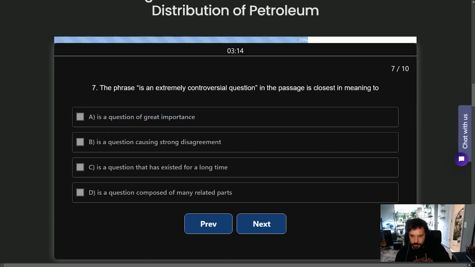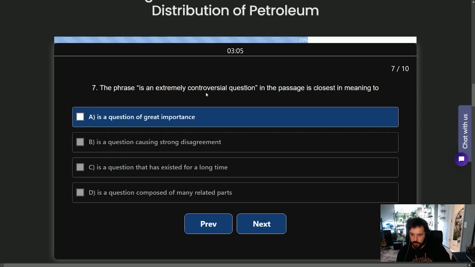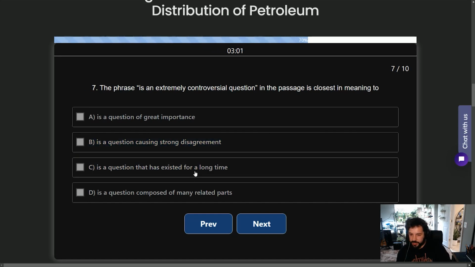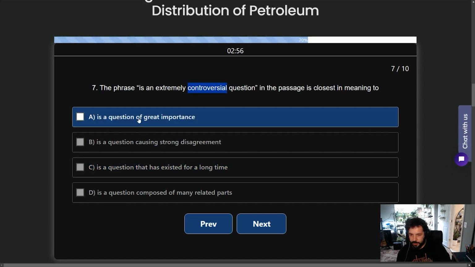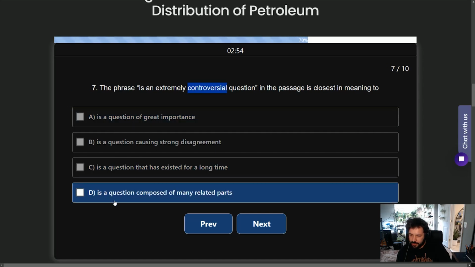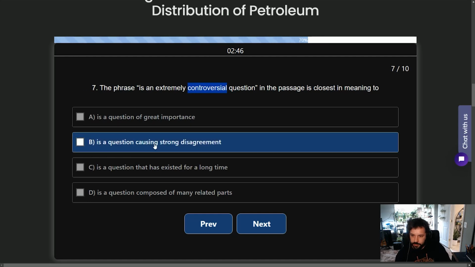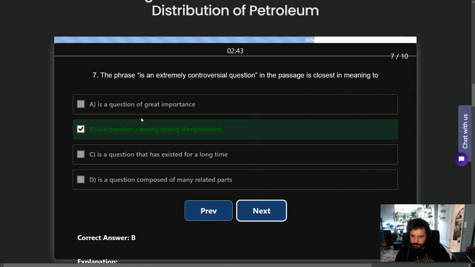Yes, it is, but that's not all of it. So controversial topics are important, but that's not the only thing about them. They are important and they cause strong disagreement. So this would be a better one. "Is a question that has existed for a long time." Again, most controversial topics have existed for a long time, but that's not the only meaning for it. "It's a question composed of many related parts." A, C, and D are all true about controversies, but that's not the main thing about them. So it has to be a strong disagreement.